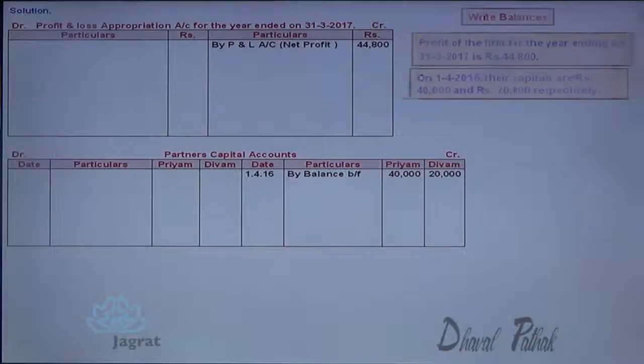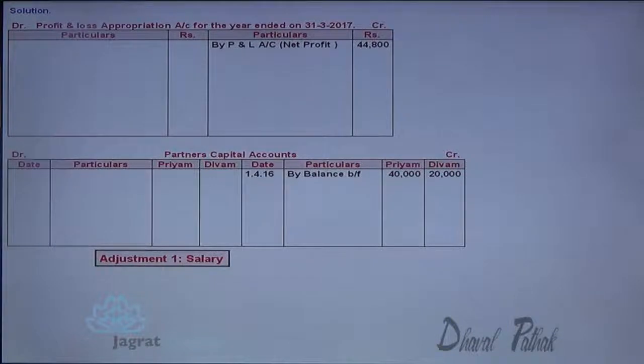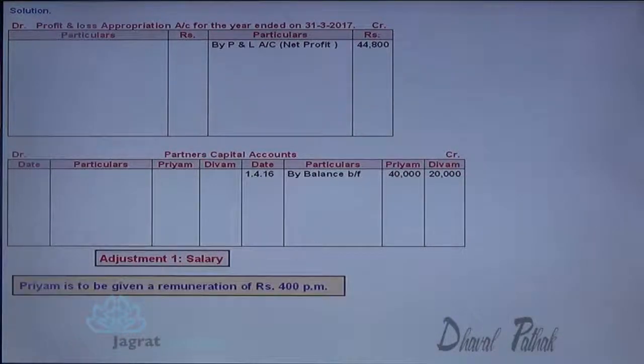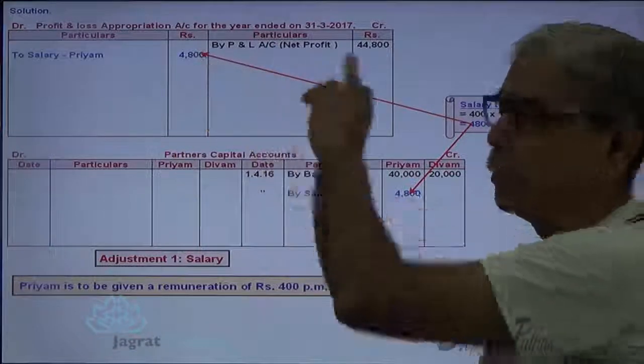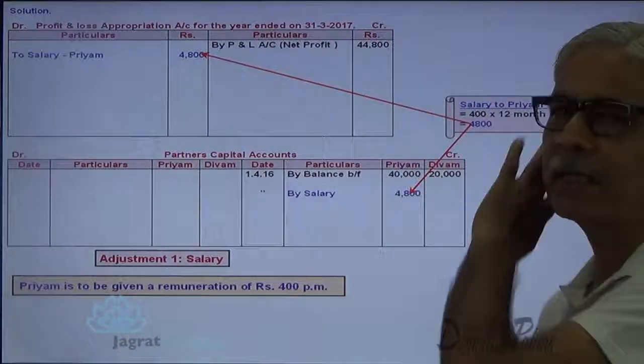After recording the balances, I will start with adjustments. First adjustment is of salary. Priyam is to be given remuneration of 400 per month. What is the remuneration for 12 months? So 400 into 12, 4,800. So out of this profit of 44,800, 4,800 is paid, so it is deducted from profit, so debited to profit and loss appropriation account and credited to Priyam's capital account.